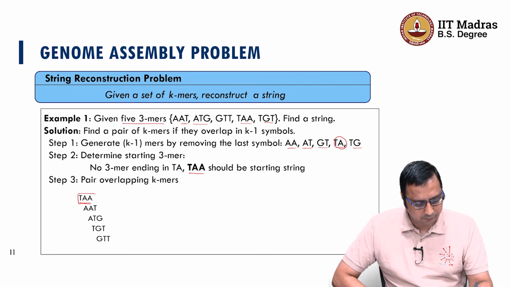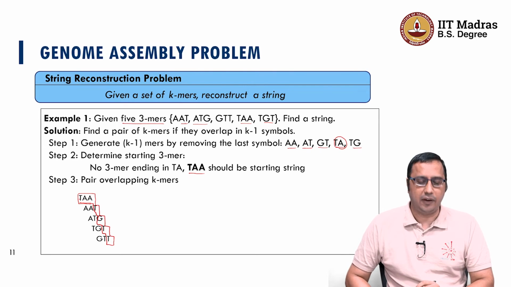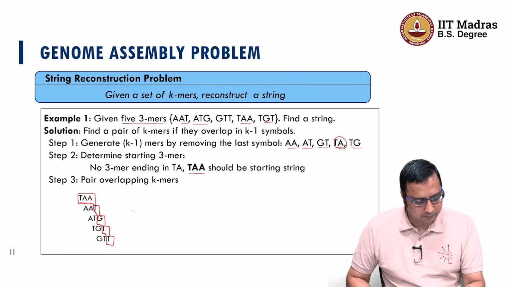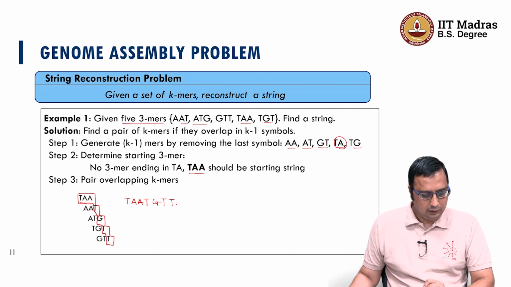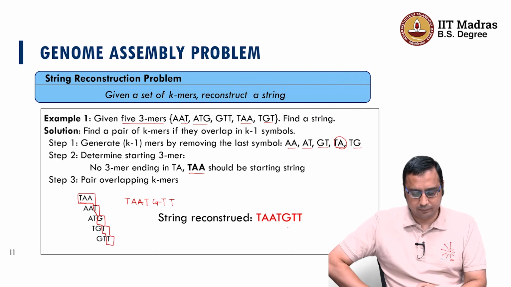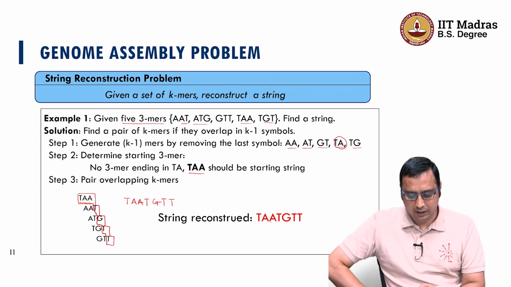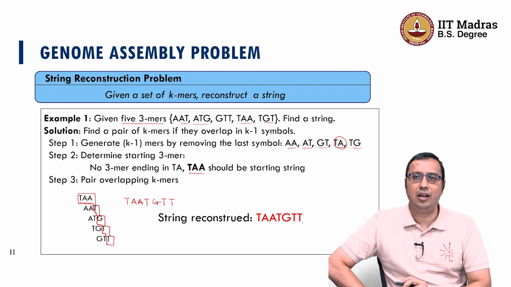I'll take these three-mers and draw this staircase, and I'll take the last element of each subsequent three-mer. So my string will be TAA, TG, TT. And that is my reconstructed string, TAA, TG, TT. It looks very straightforward, correct?